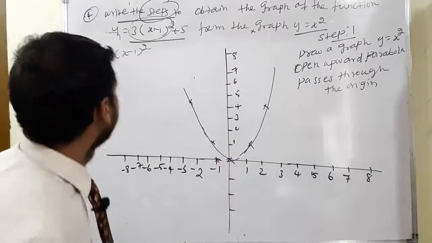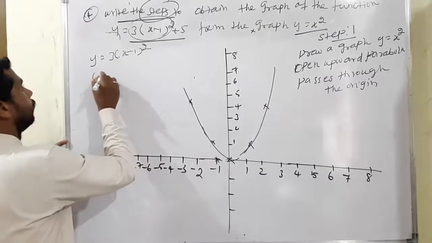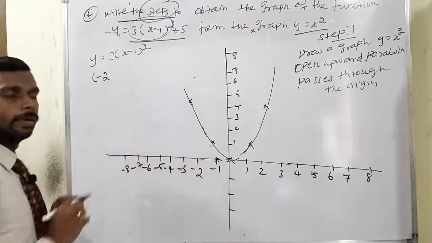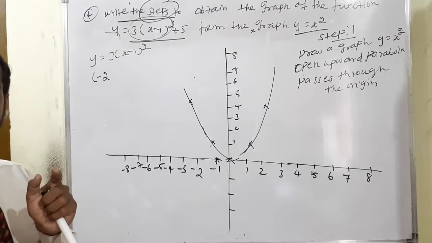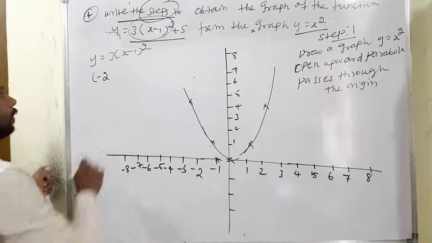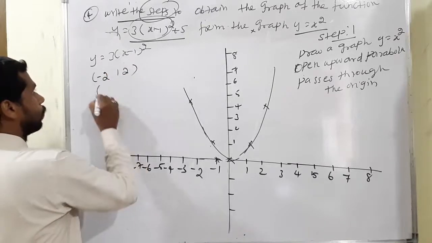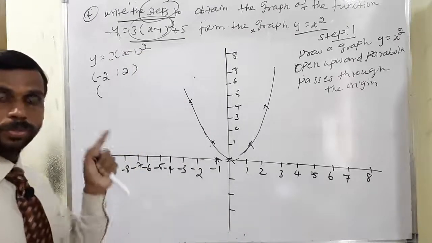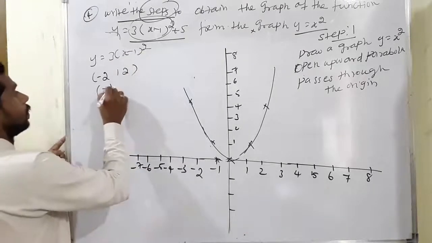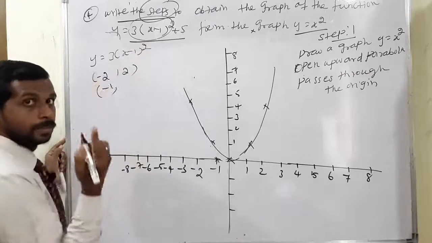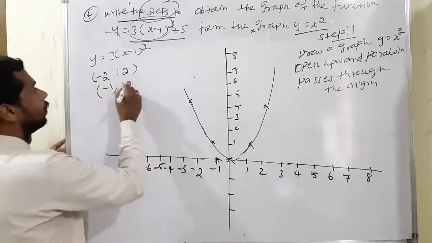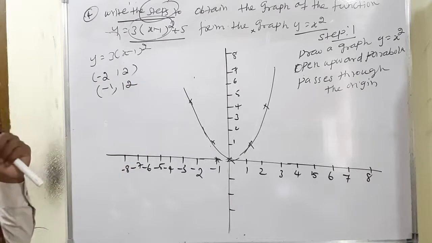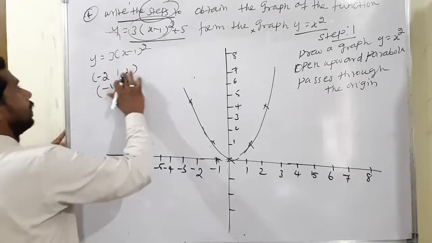So minus 1, okay. Now the same condition: minus 2 means minus 2 minus 1, which is minus 3. Minus 3 whole square means 9 will come, 9 threes are 27. So the biggest one. Again minus 1 minus 1 is minus 2. Minus 2 the whole square means 4 will come, 4 threes are 12.